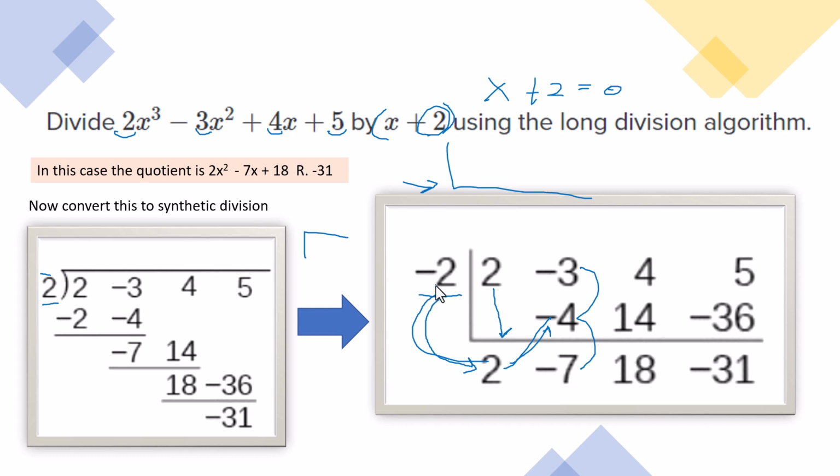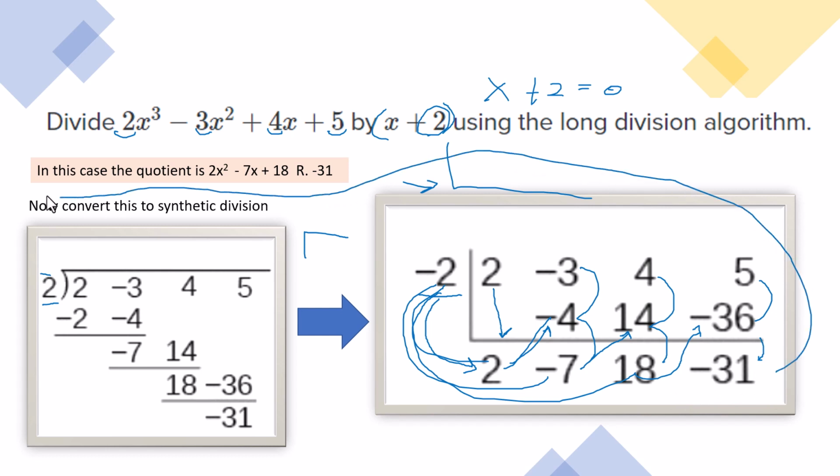We're going to repeat the process. -2 times -7, put that up here, is positive 14. Add, get 18. Repeat, -2 times positive 18 is -36. Combine those terms together, and you get -31. So we're going to interpret what this means, and that's what this is right here. In this case, I can't write very well. I have to click on it.